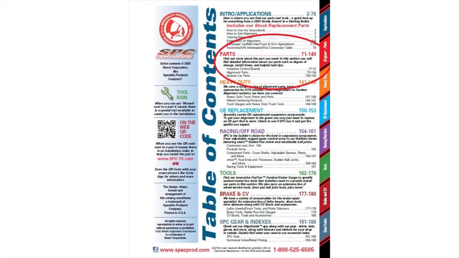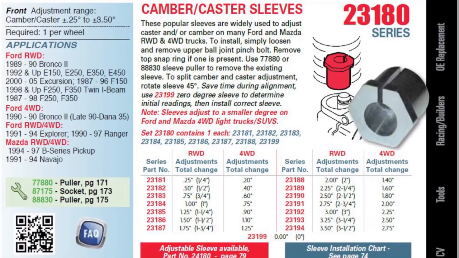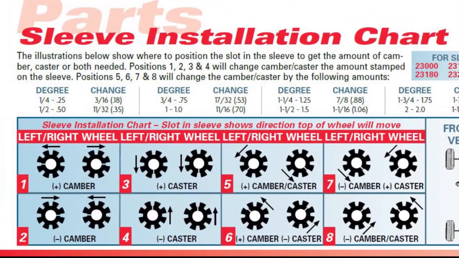Let's check out the alignment part section of the Sourcebook, starting with the offset bushing page. Remember, an asterisk means it's a series part. Let's look at the 23180 series. There are 15 part numbers in this series, from a 0-degree sleeve to a 3.5-degree offset sleeve. Select the sleeve and part number for the amount of caster and camber change you need. Check the illustration at the beginning of the section to help you clock or position the sleeve to get the correct amount of alignment change.